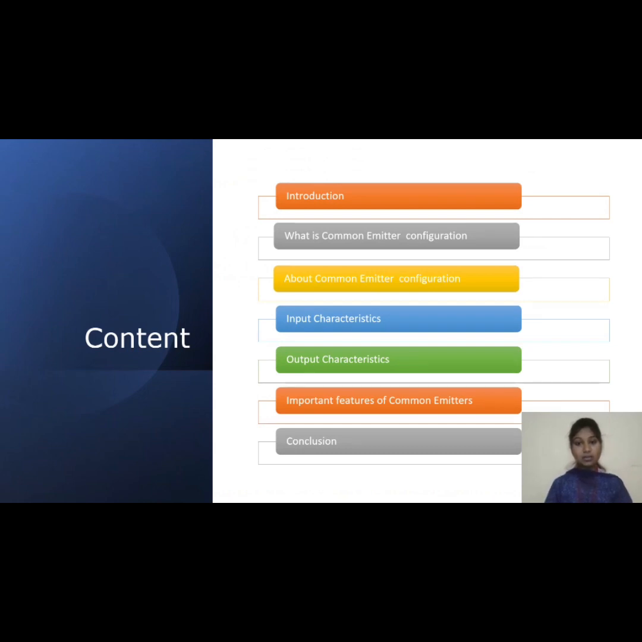Introduction. What is common emitter configuration? About common emitter configuration. Input characteristics of a common emitter configuration. Output characteristics of common emitter configuration. What are the important features of the common emitter configuration? And the last one is conclusion.